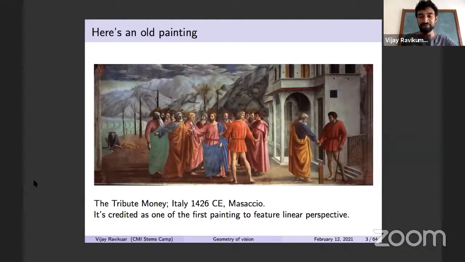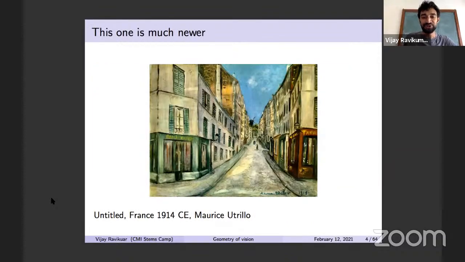Something about the way that it's drawn is representing three-dimensional space in what was a unique and new way at that point. So let's just see a few more examples of linear perspective. It'll be easier to understand it through examples, I think, rather than trying to define it right now. Here's a much newer painting, which also uses linear perspective to represent depth and give us a sense of the depth of space. And this is from 1914, so it's much, much newer.